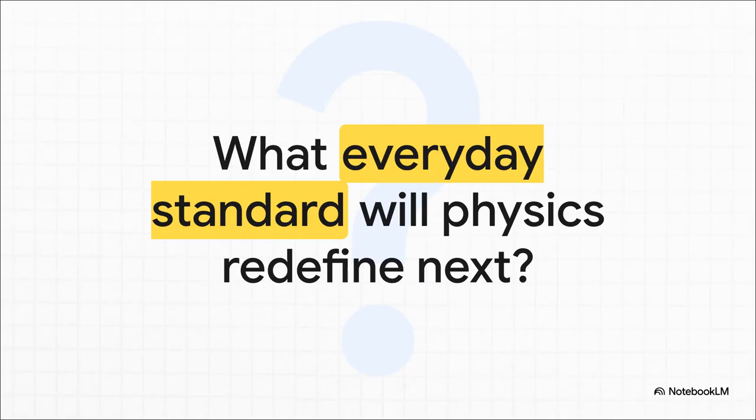So there you have it. We went from a simple act of comparison all the way to the fundamental building blocks of the universe. The big takeaway here is that our standards are always getting better, always evolving to be more precise. We used to define the meter by a physical metal bar locked in a vault. Now it's defined by the speed of light, a true universal constant.